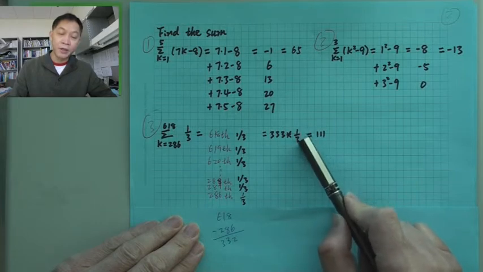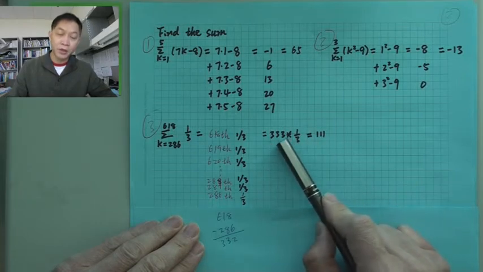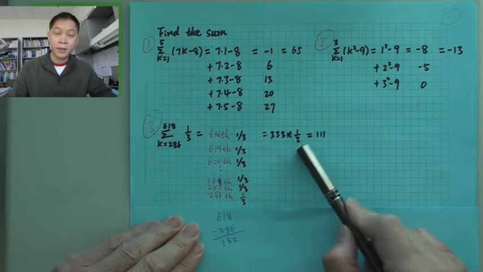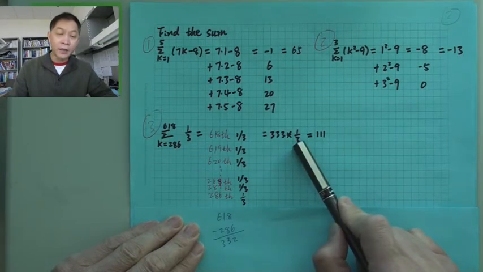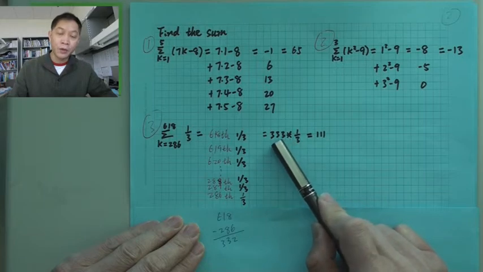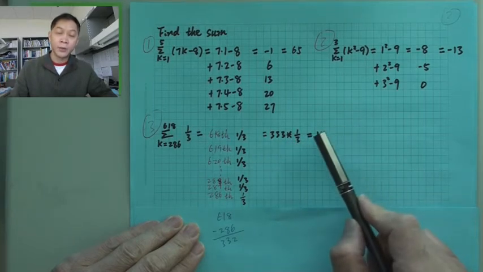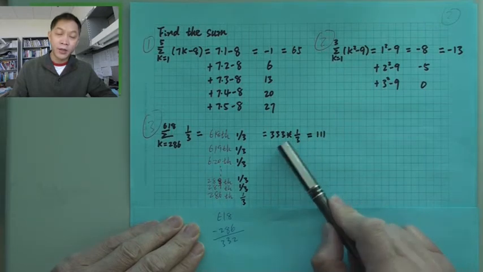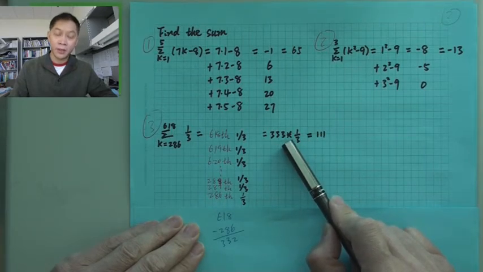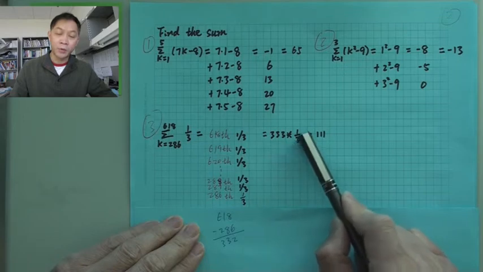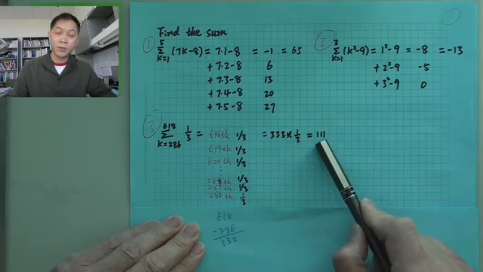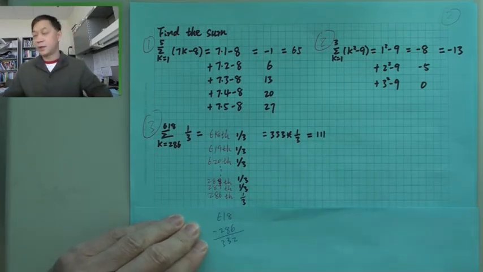Basically, 1/3 repeats 333 times, and then you add them together, it's the same thing as 333 times 1/3. You add 1/3 333 times is actually 333 times 1/3, which gives us 111.